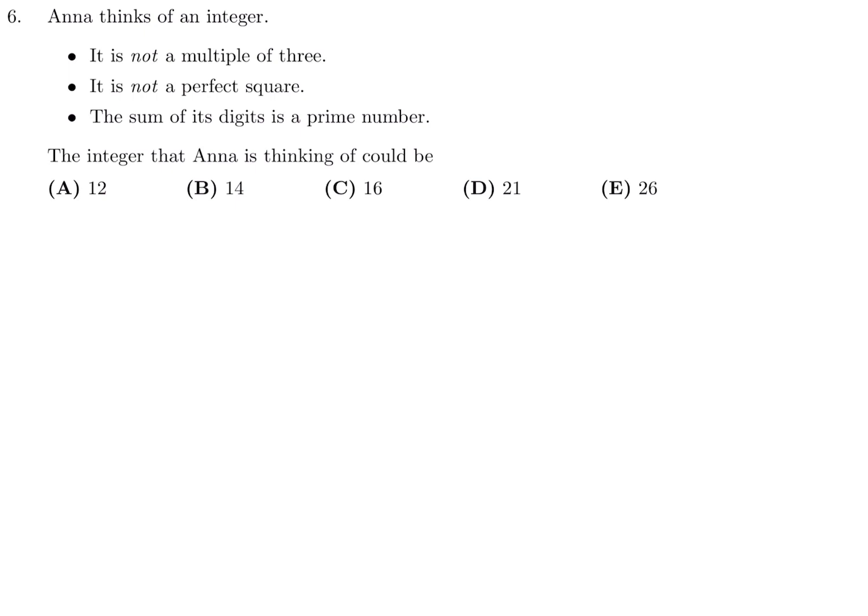Anna thinks of an integer. It is not a multiple of 3. It is not a perfect square. The sum of its digits is prime. The integer that Anna is thinking of could be? It's not a multiple of 3, so that eliminates choice A and choice D. It's not a perfect square, so that eliminates C because 16 is a perfect square. The sum of the digits is prime. The sum of the digits here is 1 plus 4, which is 5. The sum of the digits for E is 2 plus 6, which is 8. Which one of those is prime? This is prime. So that means the number is 14. Number 6, the answer is B.